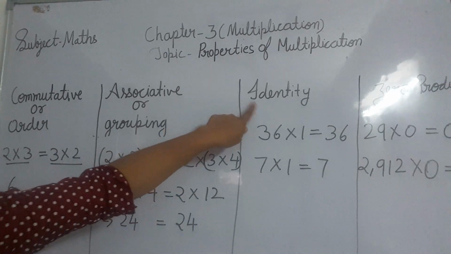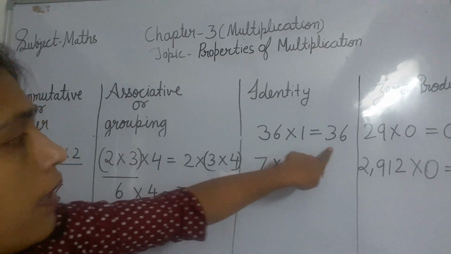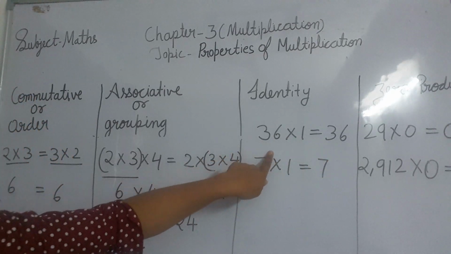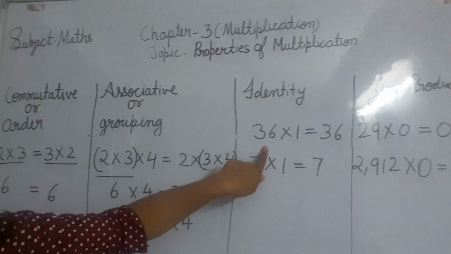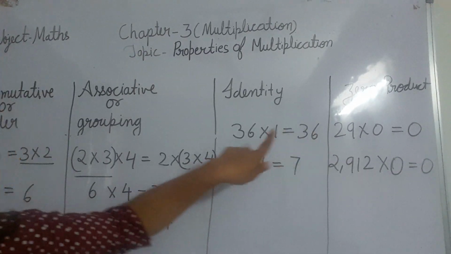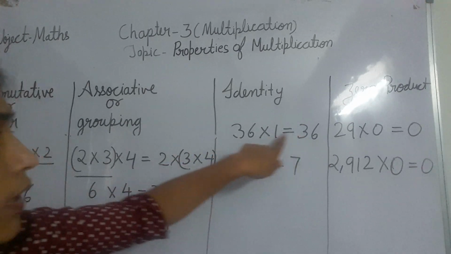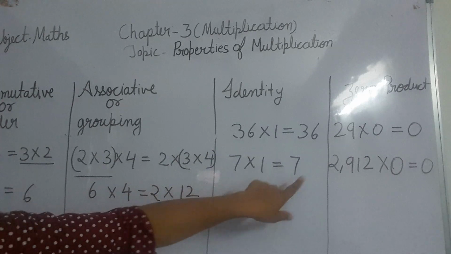Identity property means when you multiply any number with 1, the product will be the number itself. The number which you are multiplying with 1, you will get the same number. If 36 is multiplied by 1, you will get 36 only. The number will not change. Okay, the same for 7 here.